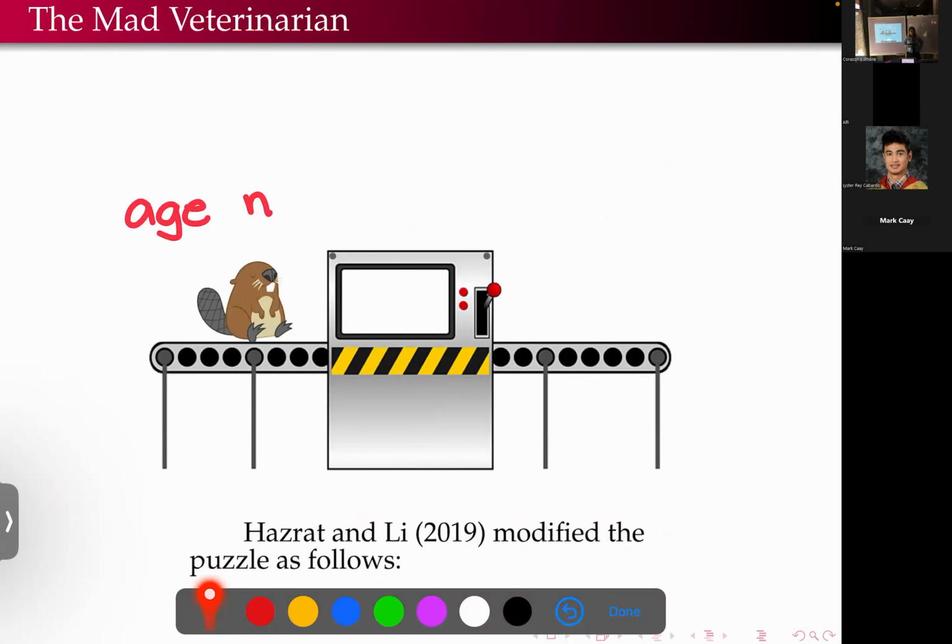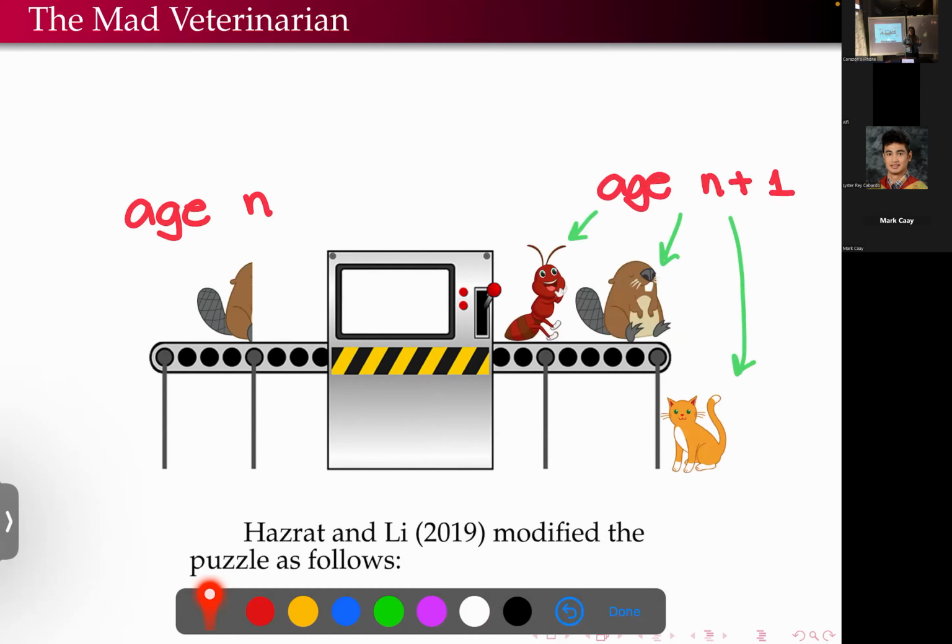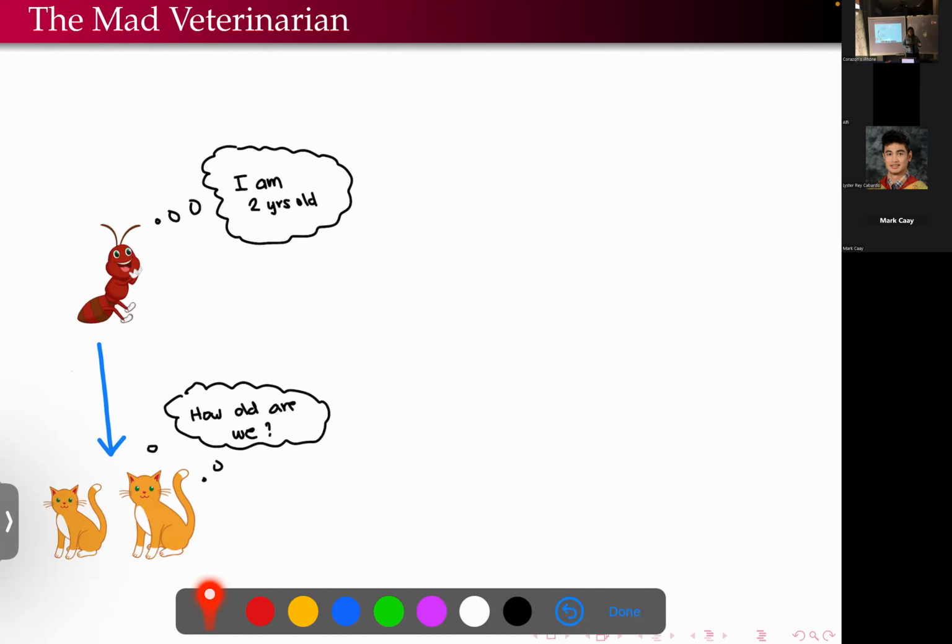A variation of this puzzle would be putting some ages on your animals. Let's say I put a beaver of age n. And what the machine does is it increases the age of your animals by 1 unit. The question would be, okay, I have a 2-year-old ant, and I know that I can produce 2 cats. But how old are these cats then?